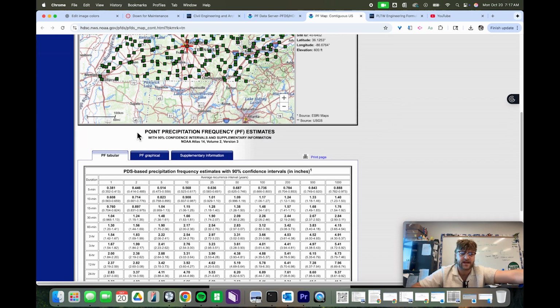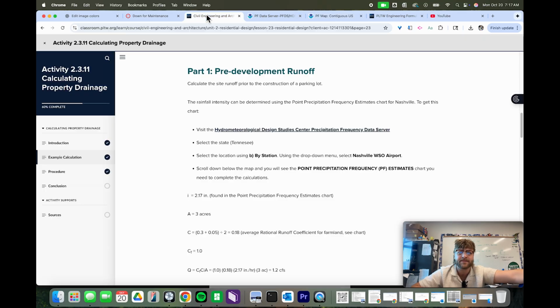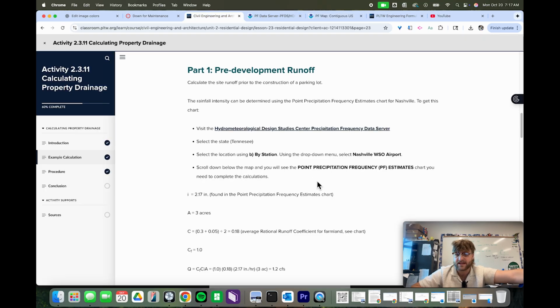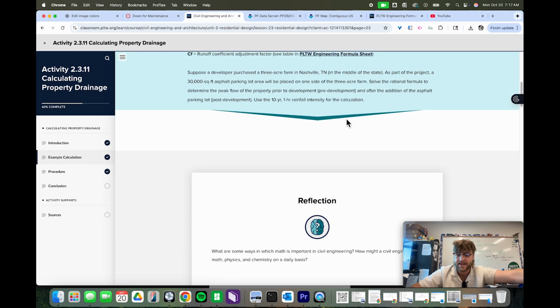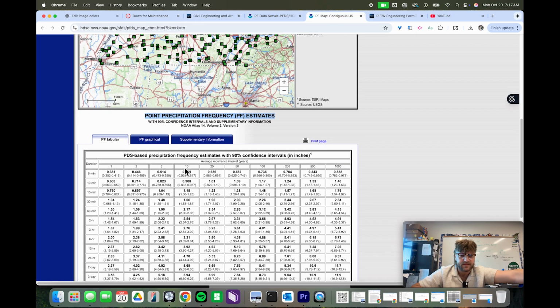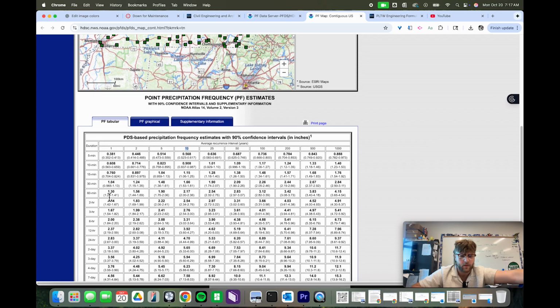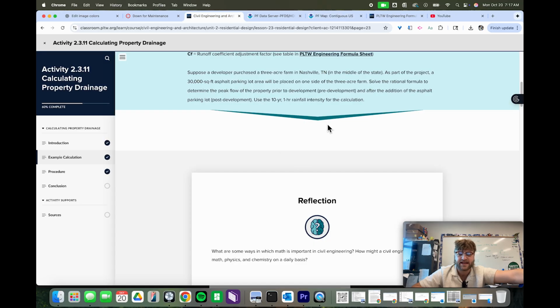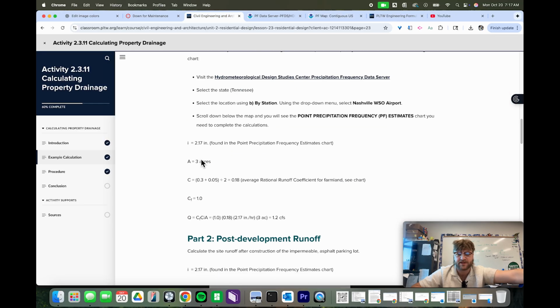And then as we scroll down, we'll see the point precipitation frequency, or PF estimates. And so we're going to end up using this for, remember, we've got a 10-year, 1 hour rainfall. So 10-year right here, and then we've got 1 hour. So our value is going to be 2.17. So 2.17 inches per hour is what we're going to end up using, just as they have there.